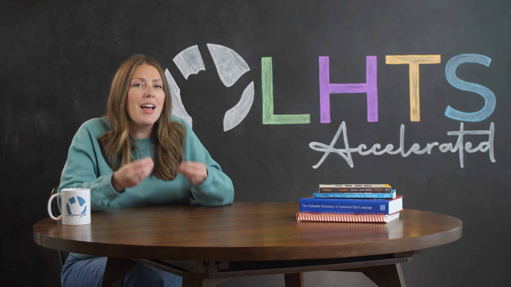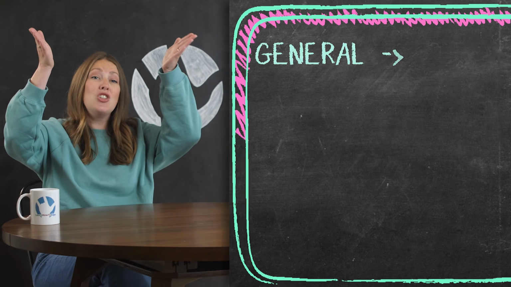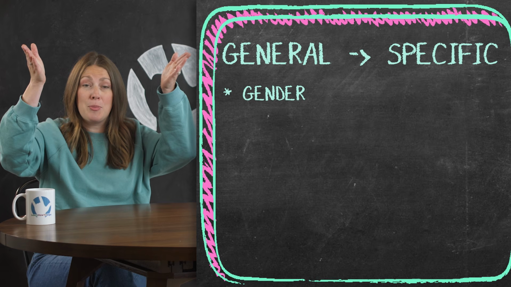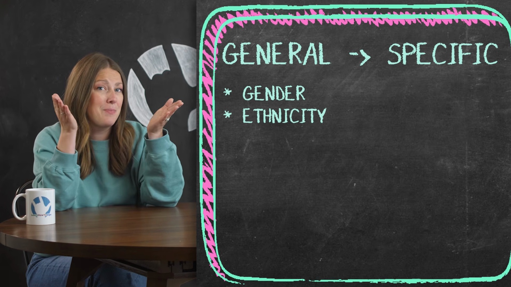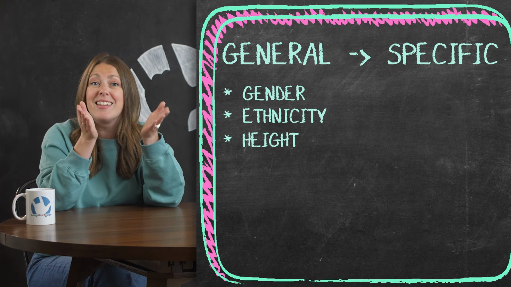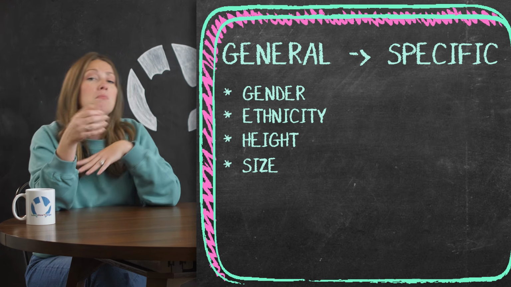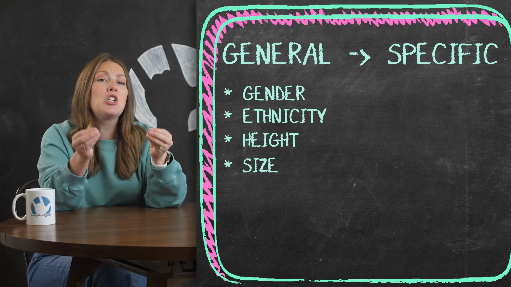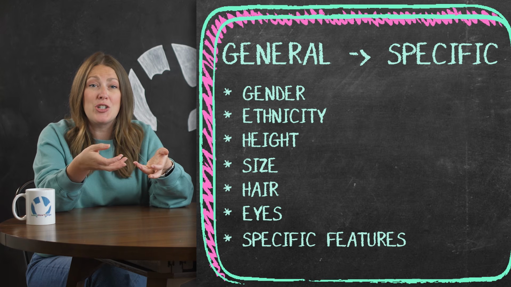All right, let's talk about general to specific and how we would describe a person. Well, first, in general, we're going to be starting out with the gender of the person. Then we go down to the ethnicity. Next is height, size, maybe skinny, overweight, average. Then we're going to go into hair, eyes, and then certain features.